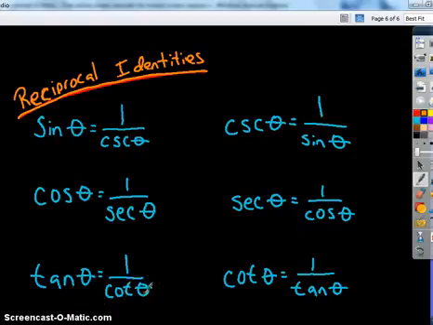All right, so if you know all that, you can say that cosecant of theta is also the same thing as 1 over sine. So cosecant is 1 divided by sine. And secant of theta is 1 over cosine, and cotangent of theta is 1 over tangent. All right, so those are our reciprocal identities.